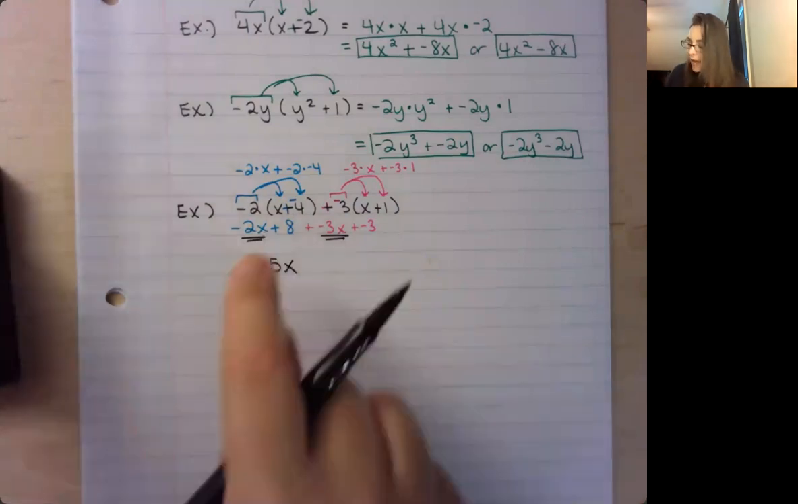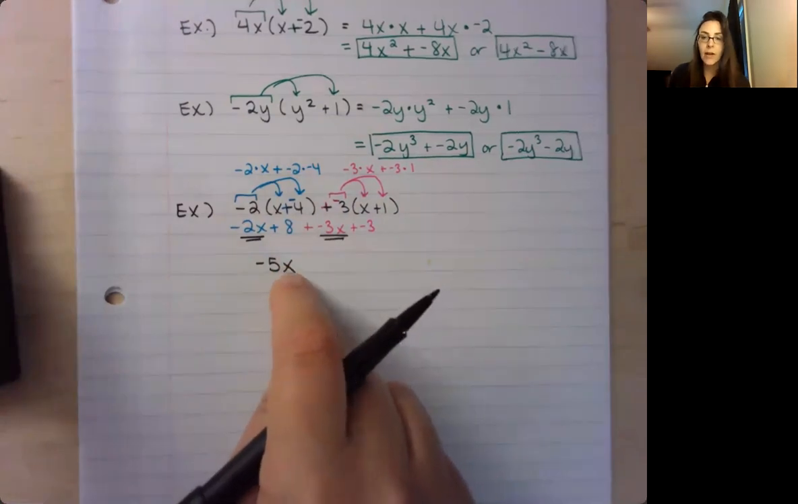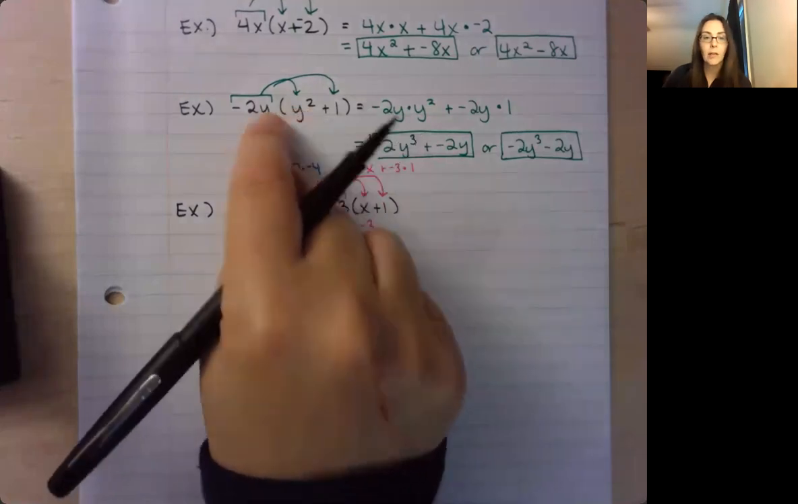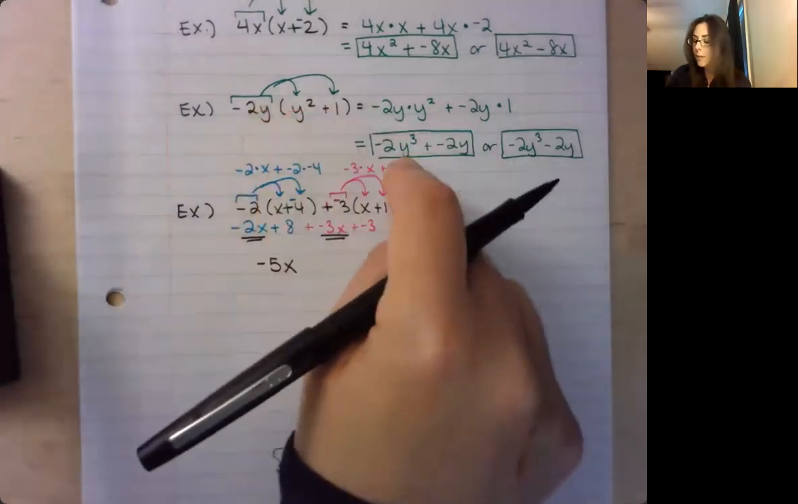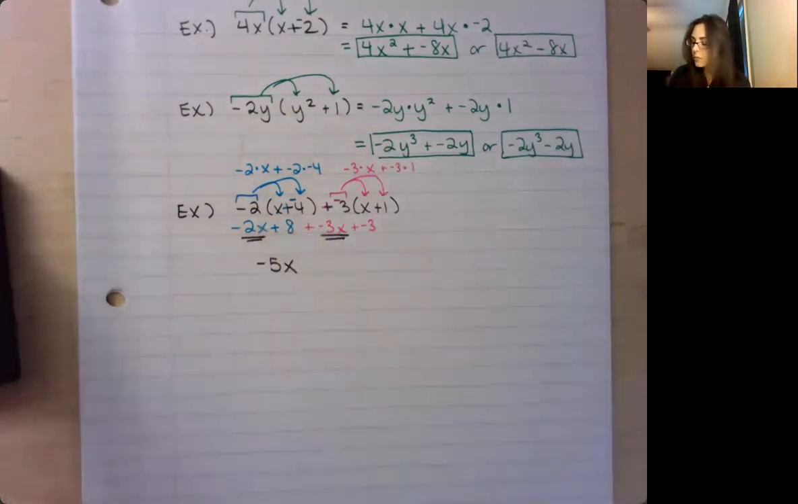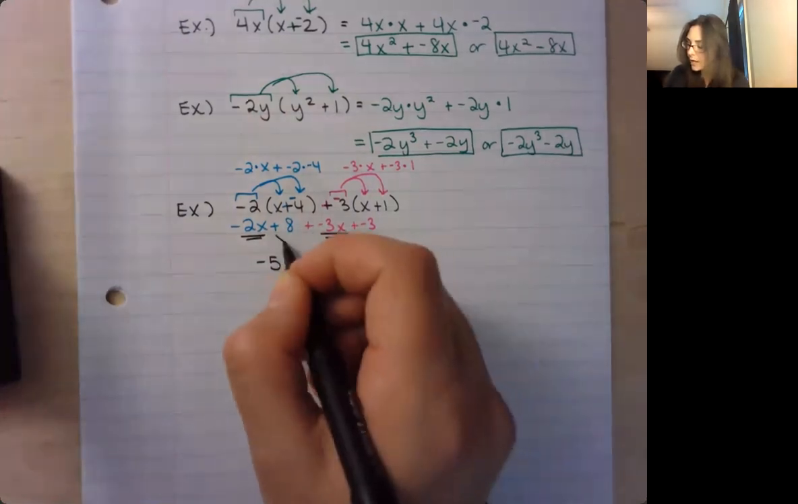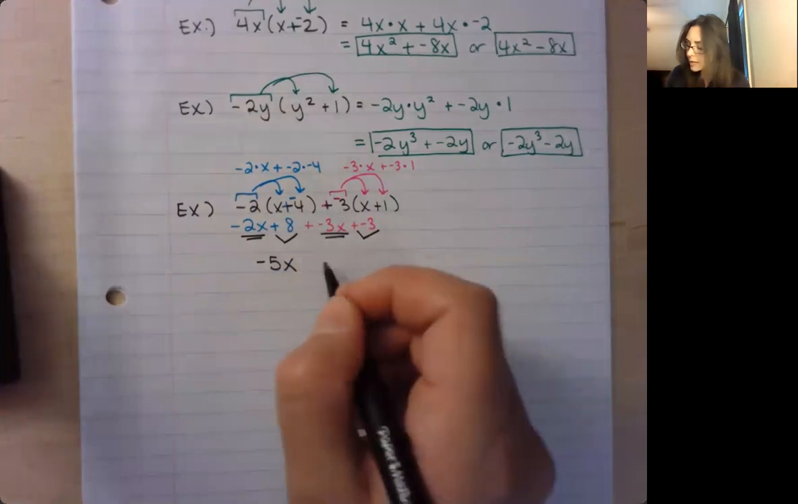When you go back to adding and subtracting, do not change your variable. That's a very common mistake, okay? So up here, I was multiplying. y times y squared is y cubed. I do change my variable. But when I'm adding or subtracting, we do not change the variable. So it's negative 5x. And then here I have a positive 8 and a negative 3 that are being added. So this is positive 5.